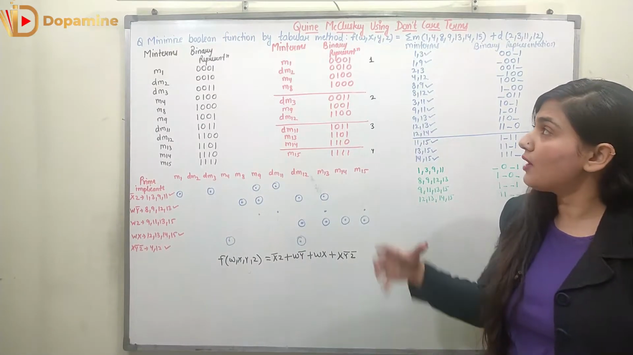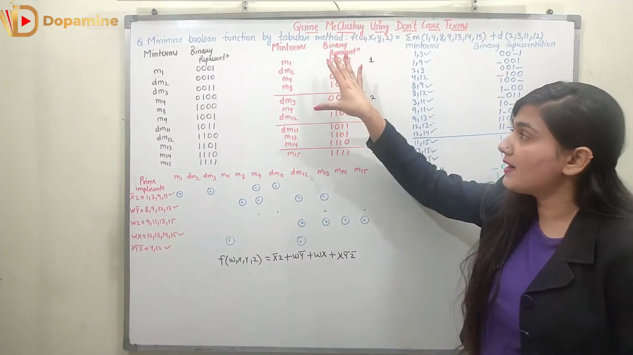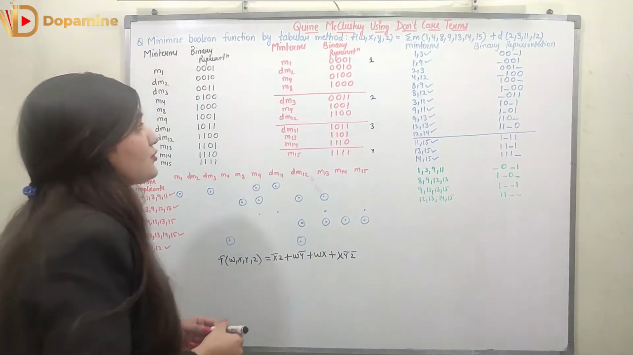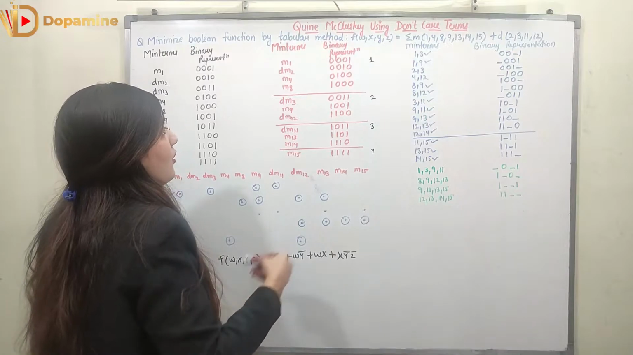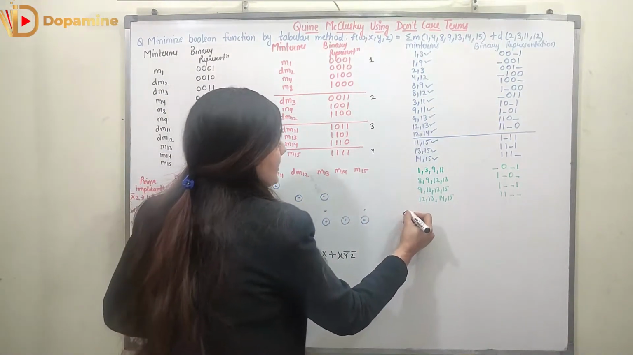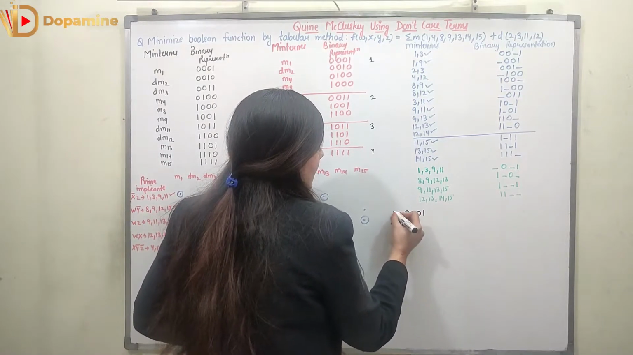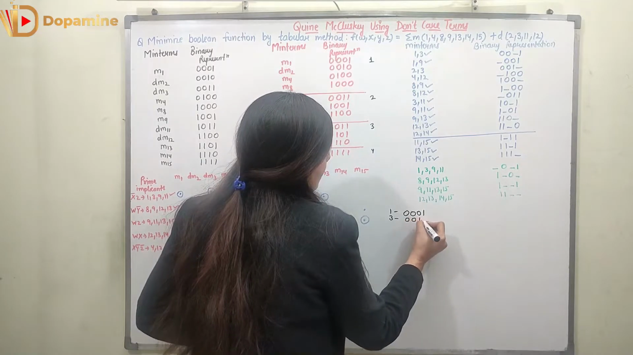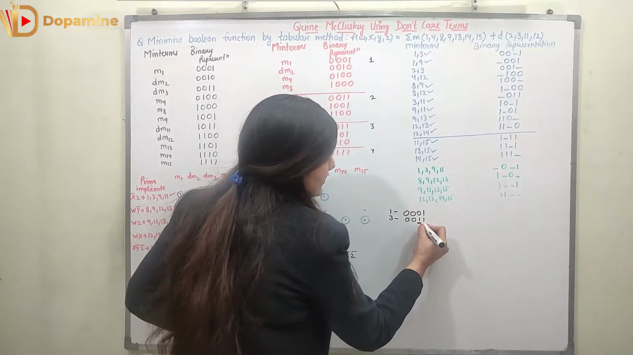Now what I have to do is pair the min terms from group 1 with the higher order group. So if I see the clubbing of min terms 1 and 3, min term 1 is represented as 0001 and min term 3 is represented as 0011. So only this bit is changing, right?